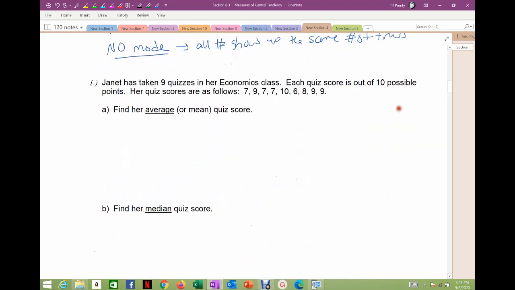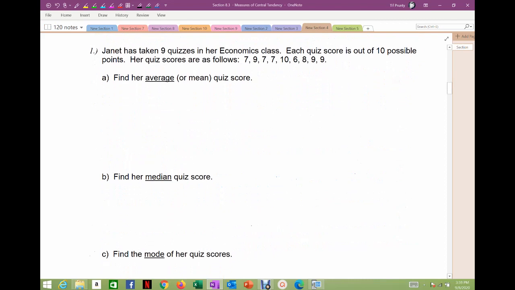Alright, so we'll get to an example. The first example is Janet here. Janet has taken 9 quizzes in her economics class. Each quiz is scored out of 10 possible points. Her quizzes are the following. So there are her 9, all her quiz scores. So this would be population, right? All of her quiz scores. It's all quiz scores.